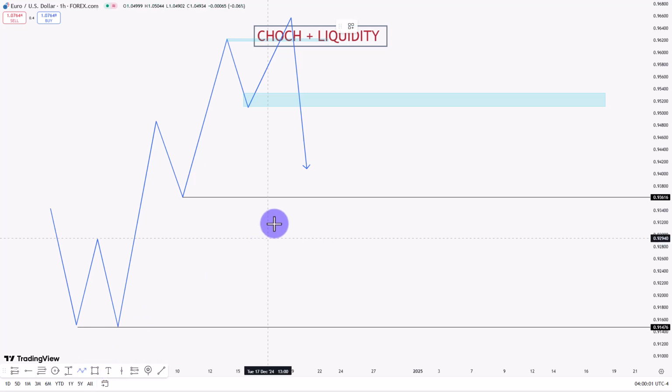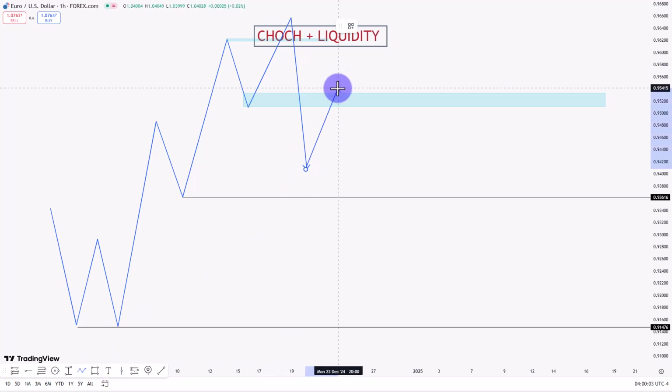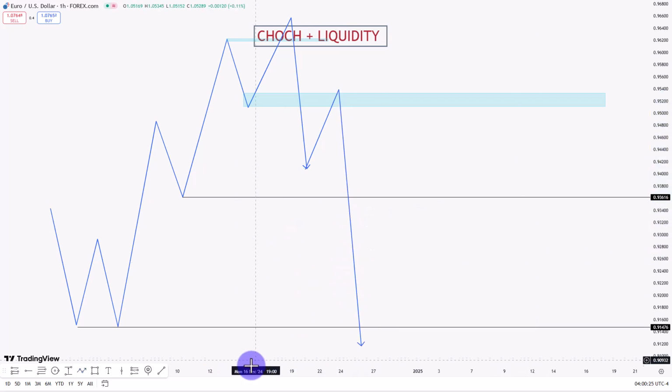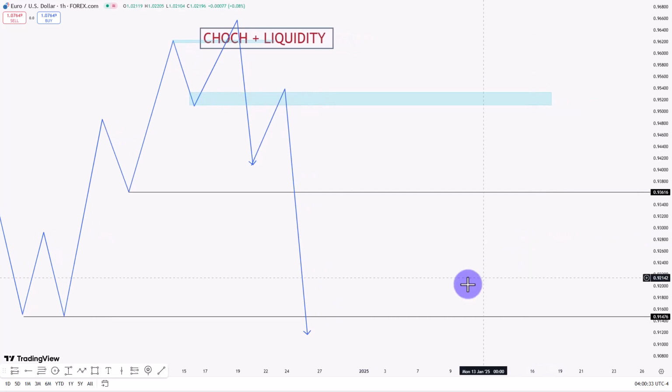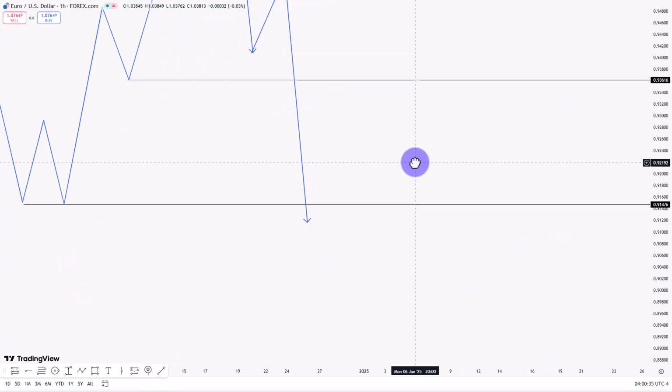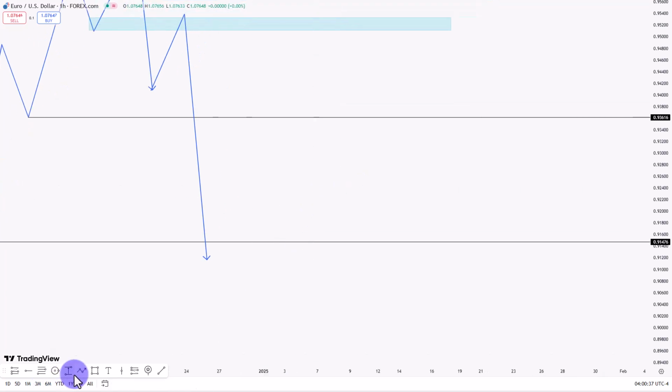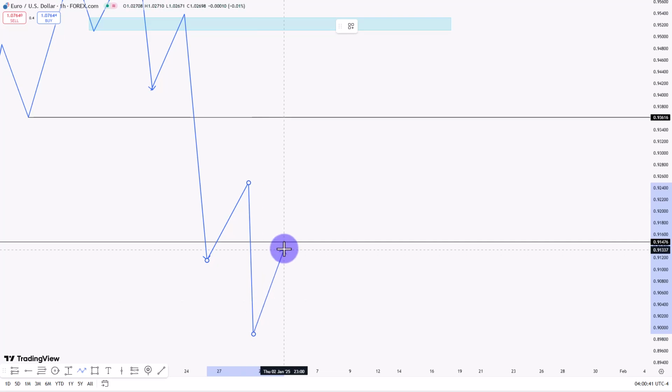We like to sell when price returns into this level, the breaker or the fair value gap around that same area. Then we're going to sell right here into the next drawn liquidity, which is the relative equal lows right here. This is what this strategy is all about. At the same time, price action is selling.